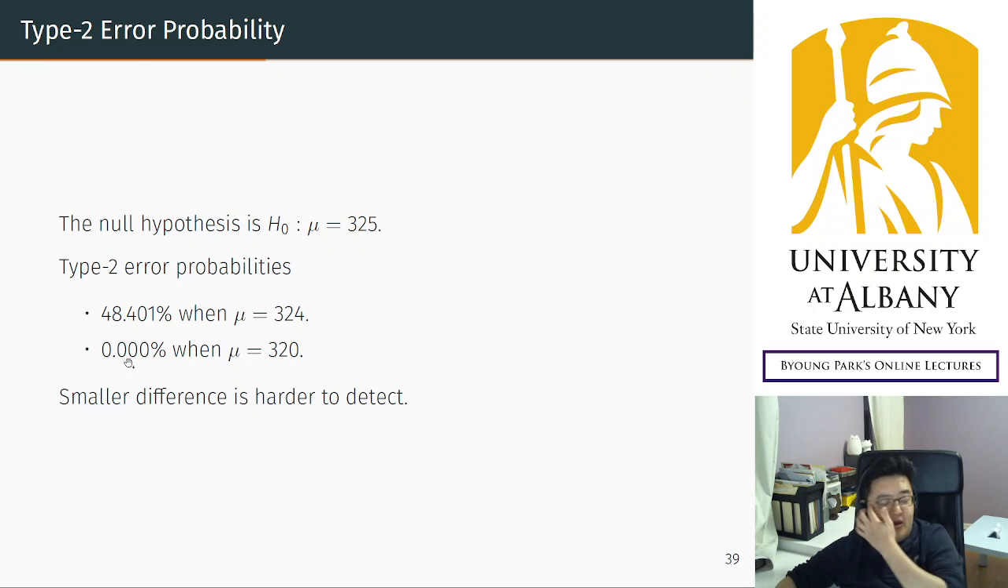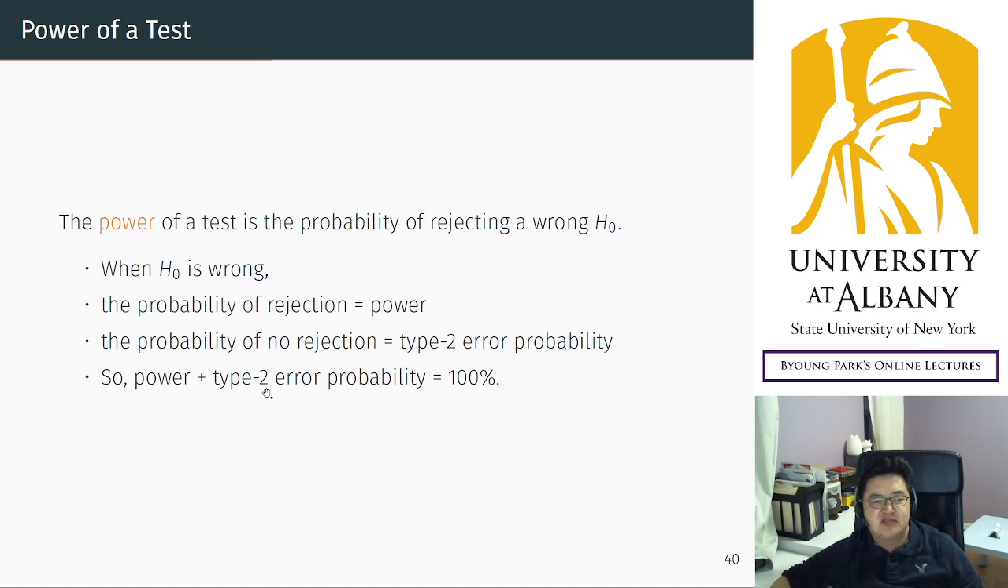So calculating the power is pretty much the same as calculating the type 2 error probability, but at the end, change the probability to the complement. So 100% minus type 2 error probability is the power.